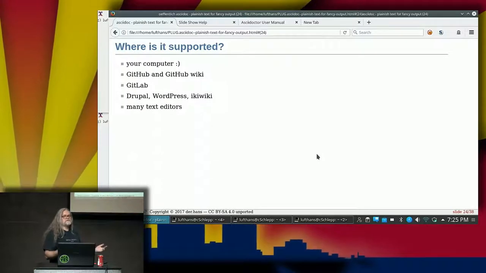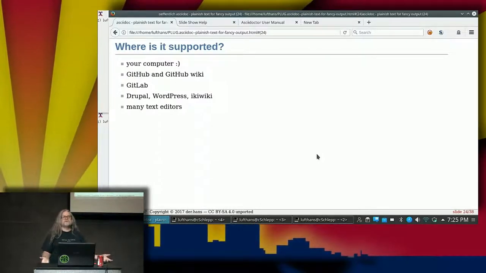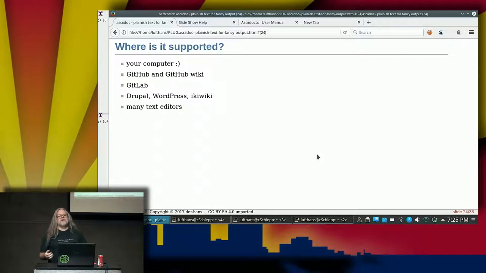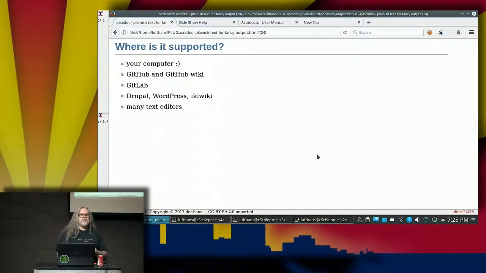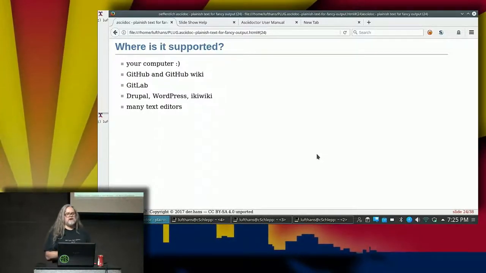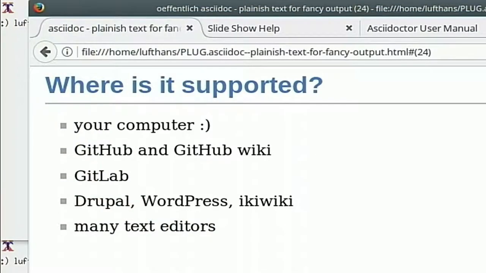Where is it supported? On your computer, which is one of the important things, we can use it. It's also supported by GitHub and GitHub Wiki. I use this a lot for stuff. I'll get into that. GitLab, Drupal, WordPress, and IkiWiki can understand AsciiDoc documents. And then many text editors have syntax highlighting for it. So not only do I get plain text documentation that is readable unto itself, but I can get syntax highlighting to tell me when I've got the formatting correct. And I don't have to worry about the formatting near as much.